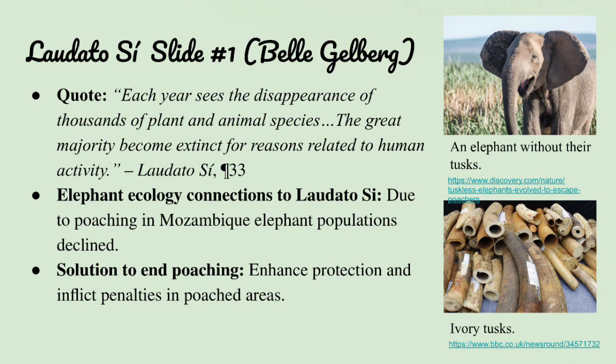And then to connect this to the pictures, there's an elephant without their tusks, which kind of just relates back to the point where elephants get poached, then they adapt to the environment, and they reproduce and create more elephants without tusks. And then the second picture shows tusks that are marked up, which kind of is what the poachers do. They hunt the elephants, get their tusks, mark them, and then sell them.